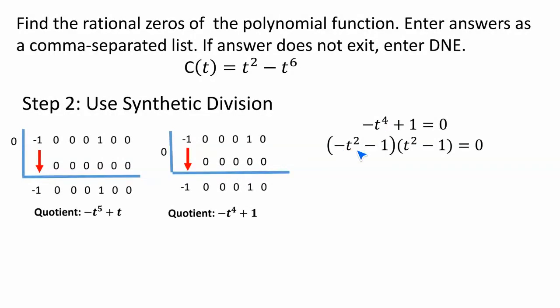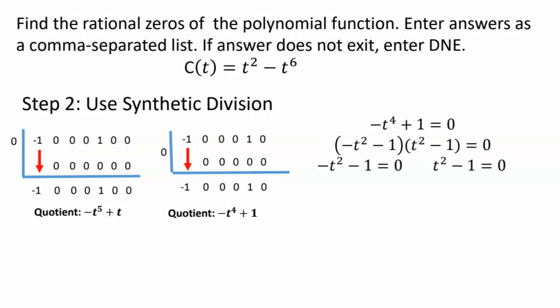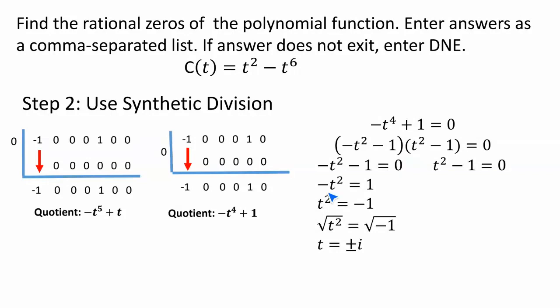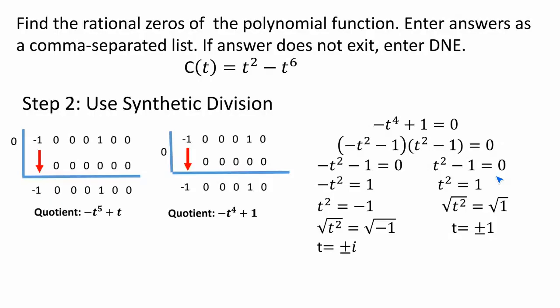So we have negative t squared minus 1, and t squared minus 1 is equal to 0. Set each factor to 0. So I'm going to go ahead and add 1, divide by a negative, take the square root. So we get t is equal to the square root of negative 1. I can simplify this. We know the square root of negative 1 is plus or minus i. And then on the next factor, I'm going to add 1. So we get plus or minus 1. So we should have 6 zeros.